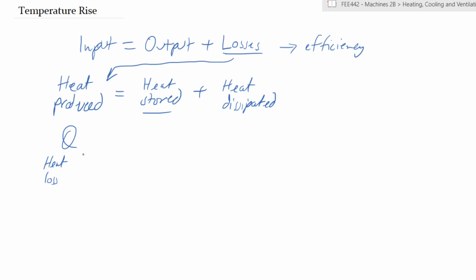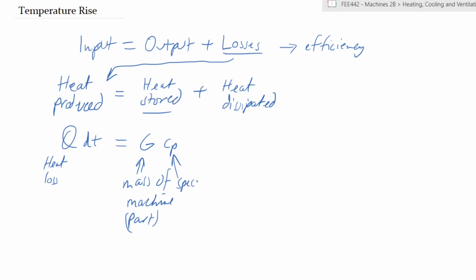Now, if we take a certain period of time, let's say dt, a small period of time, the heat produced in that period of time will be equal to G, which is the mass of the machine or any part of it, times the specific heat of the machine.